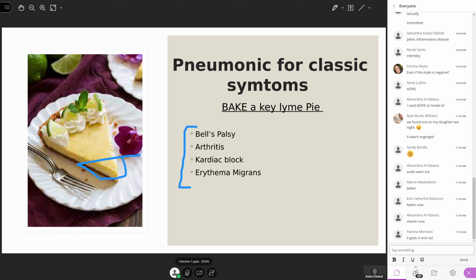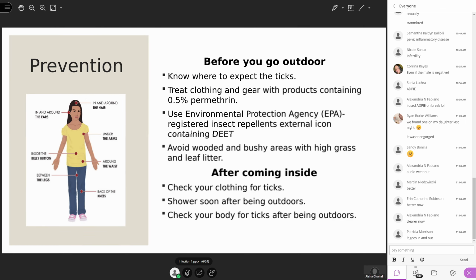Bell's palsy, it is the damage of the 7th cranial nerve, which is the facial nerve. Arthritis can happen. Cardiac, it really starts with C, but just for the mnemonic purposes, it is cardiac block, or I can say arrhythmias will start to happen, and erythema migrans that we talked about. So these are 4 classic symptoms, I want to say, of Lyme disease. You can remember with this little mnemonic that is presented here.